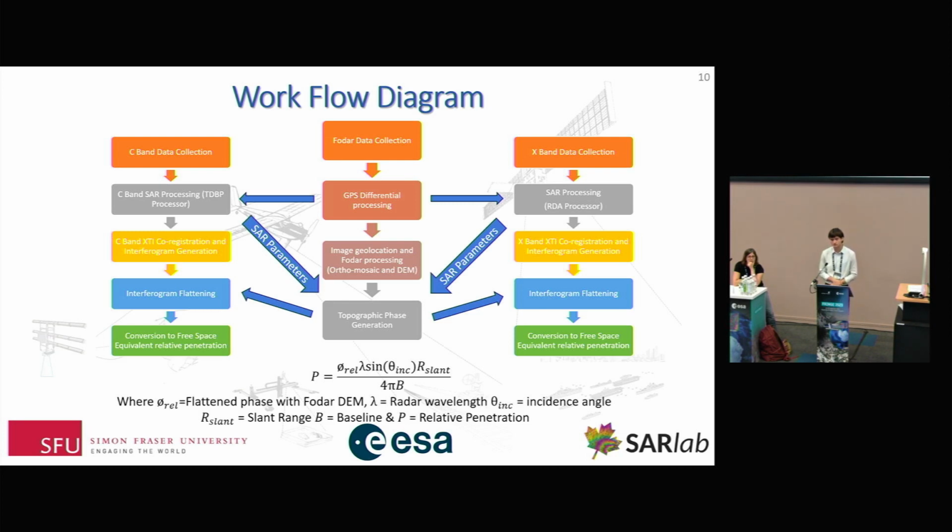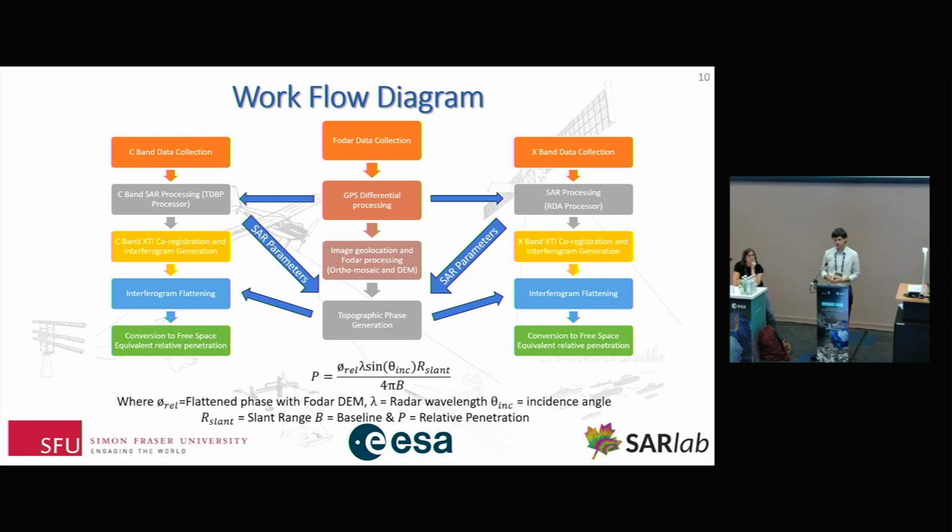So the workflow for the processing. It all starts with the FODAR data collection. We collect the FODAR, process it into a surface model or a DEM of the snow surface, and then use that to generate reference topographic phases for the X and C band interferograms.